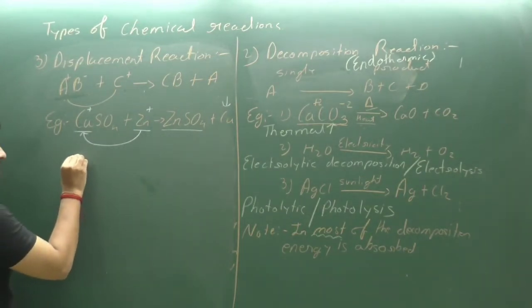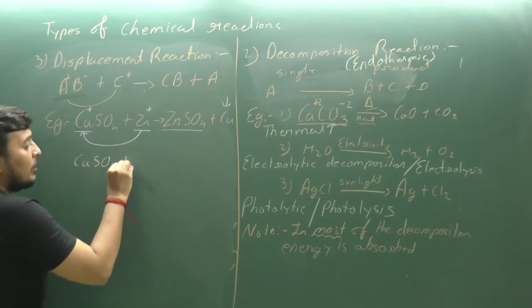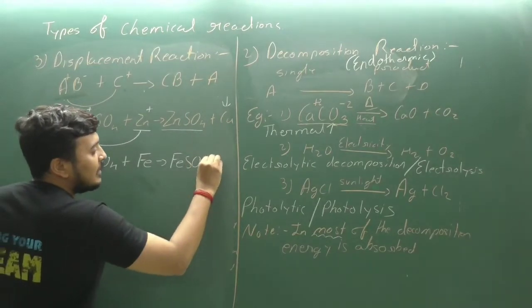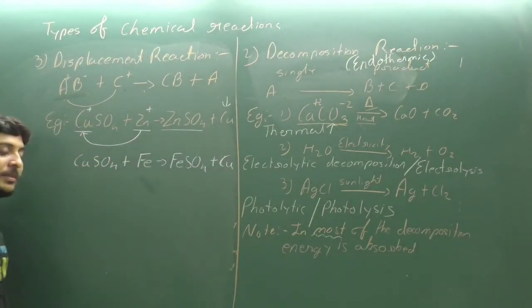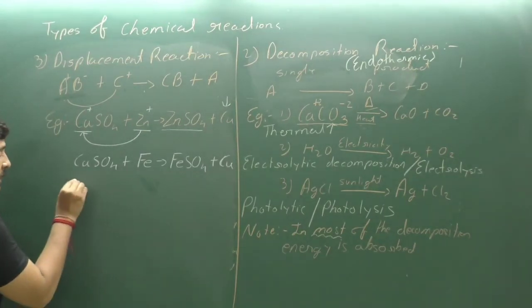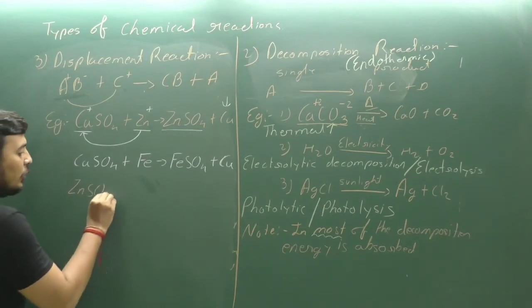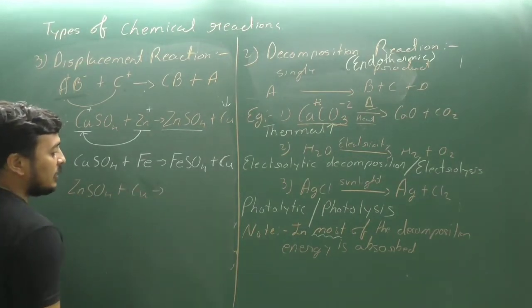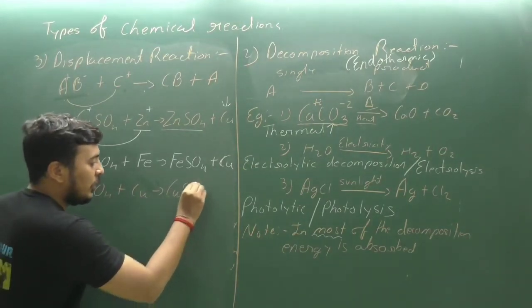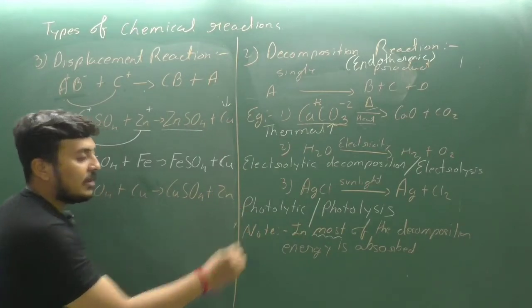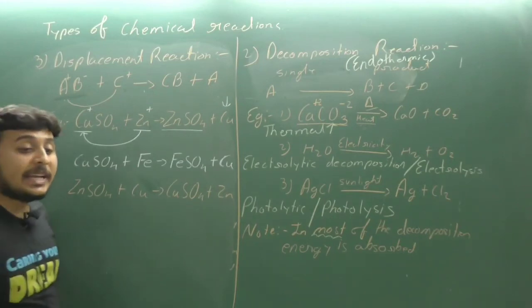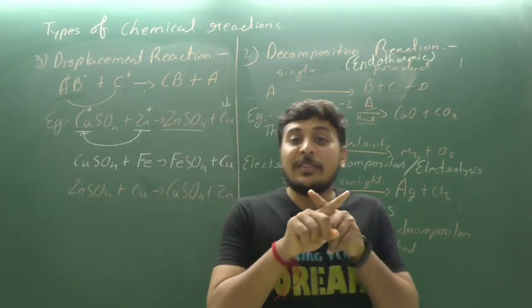Again, if we have copper sulfate CuSO4 plus Fe, then it will form FeSO4 plus Cu. Now another example here, what will form? You have to answer this. ZnSO4 plus Cu gives CuSO4 plus Zn, right? If ZnSO4 reacts with copper, it forms CuSO4 plus Zn. Then we are totally wrong here.